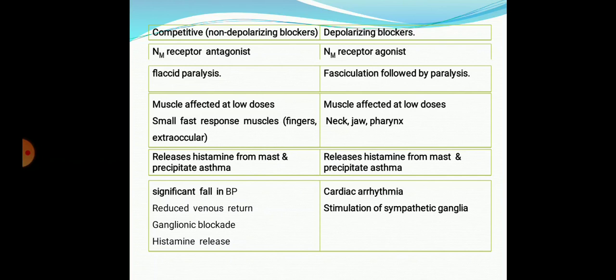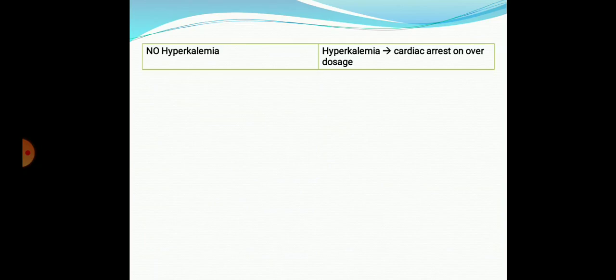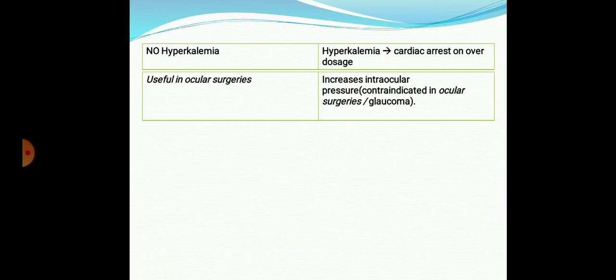While the depolarizing blocker can cause cardiac arrhythmia. And the reason is stimulation of sympathetic ganglia, because it is an agonist. It can also stimulate the NN receptor located in the autonomic ganglia. Coming to the next difference, there is no hyperkalemia associated with a competitive blocker, but with the depolarizing blocker, there is a risk of hyperkalemia and associated cardiac arrest on overdosage.